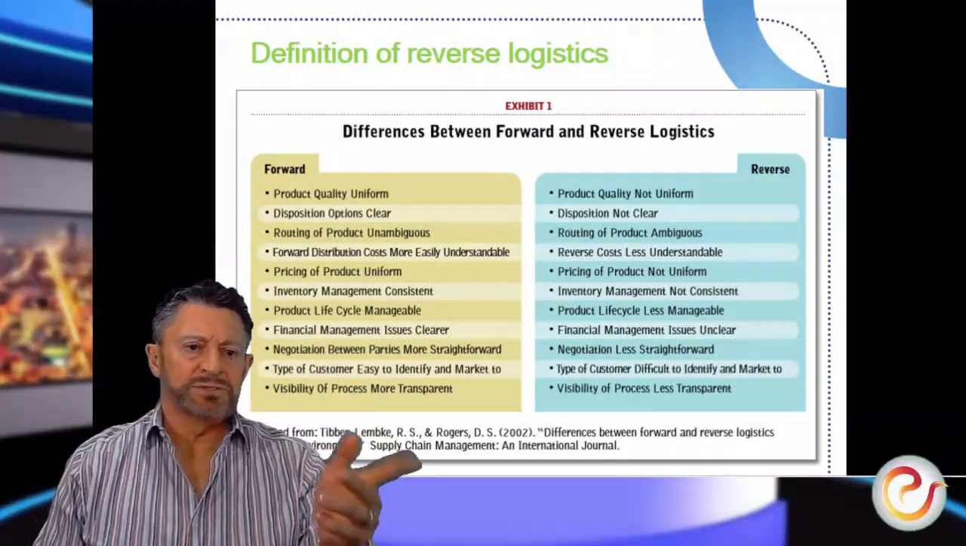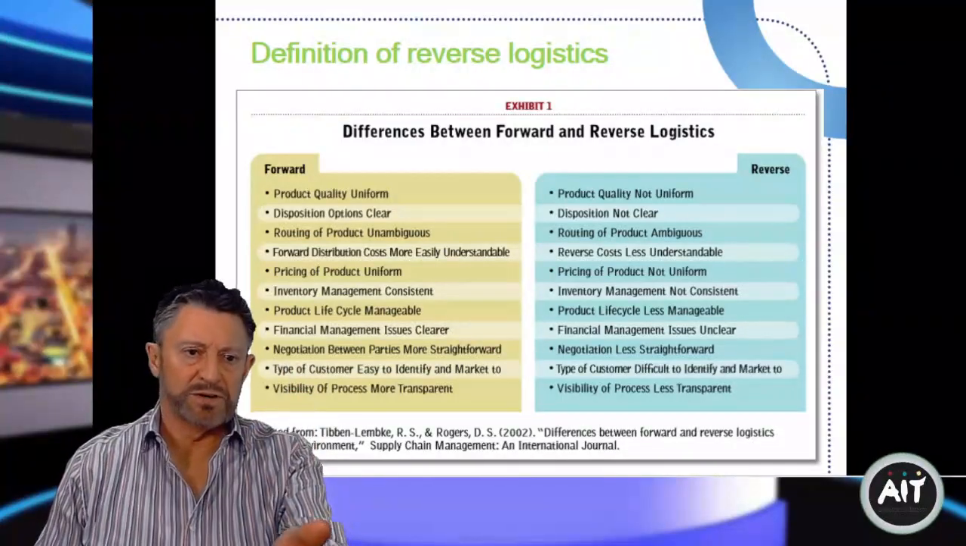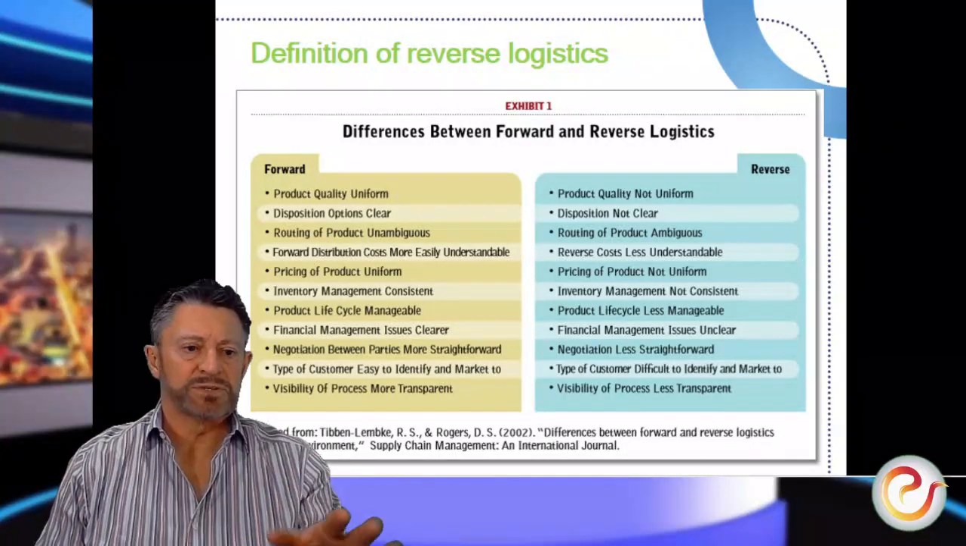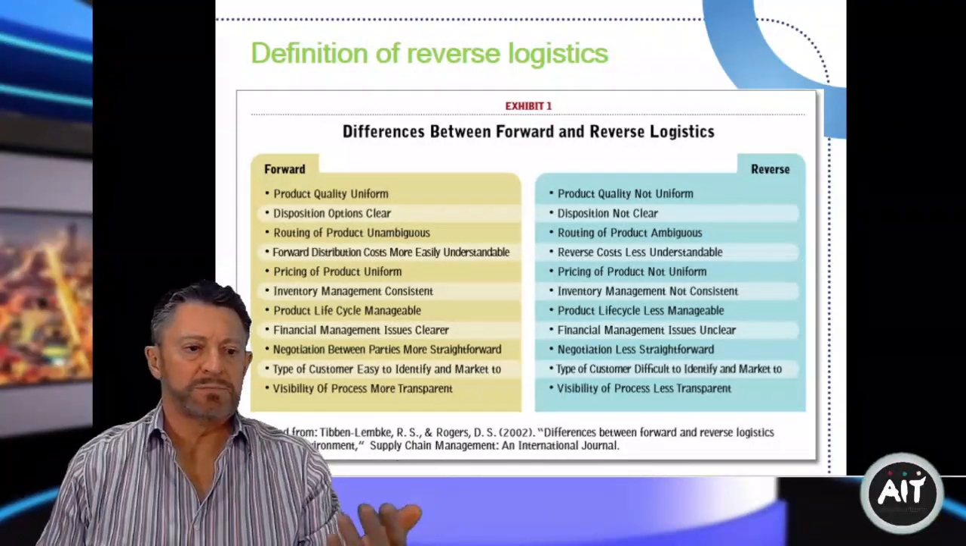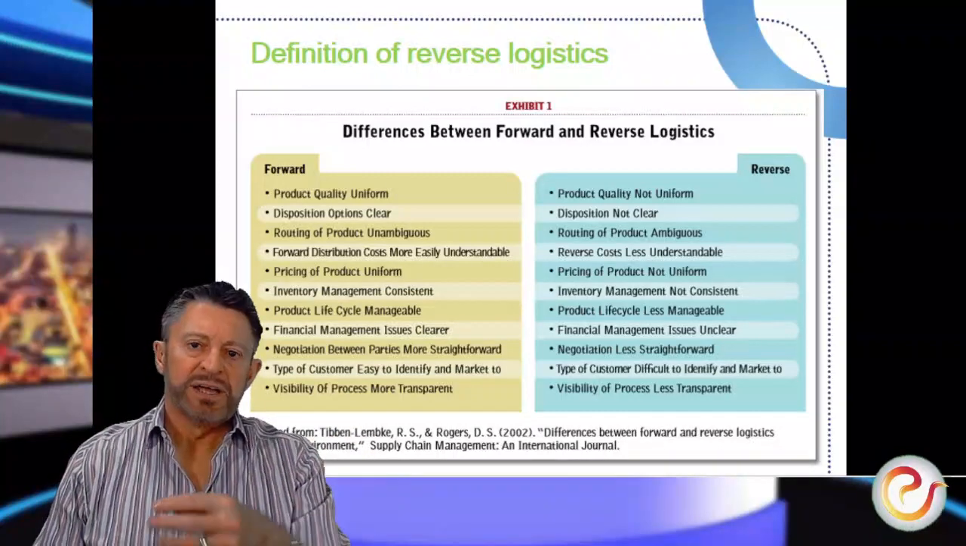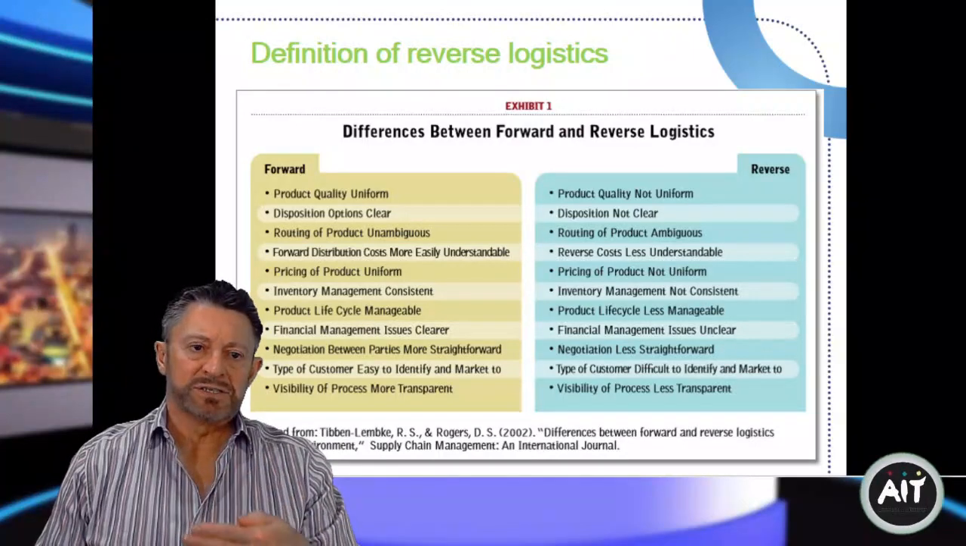That's a throwaway diagram. It's just the difference between forward and reverse logistics. Standard: just deliver the stuff out, and then bring back some of the different aspects. If you look down here at the last one, for example, the visibility of the process is more transparent when you're sending it out. It's not as transparent when coming back. So what's your reverse logistics process?